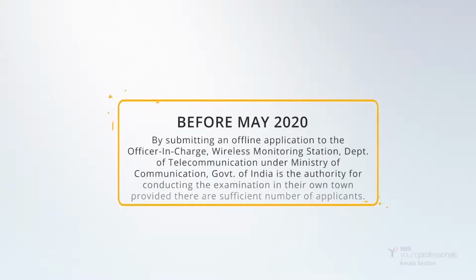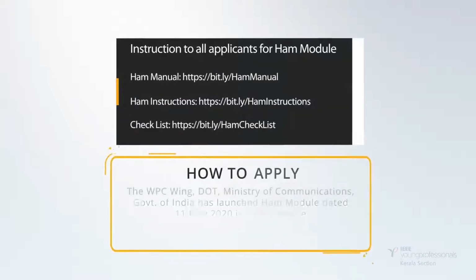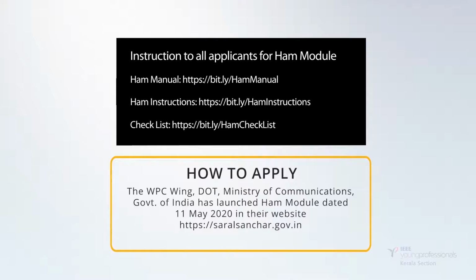In early days, we needed to apply offline, submitting the application to the Officer in Charge, Wireless Monitoring Station, Department of Telecommunication under the Ministry of Communication, Government of India. But recently, in the month of May 2020, the Wireless Planning Coordinating Wing of the Department of Telecommunication, Ministry of Communication, Government of India has launched a ham module. The website link is provided below. You can go through that.